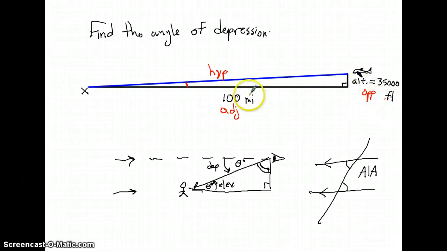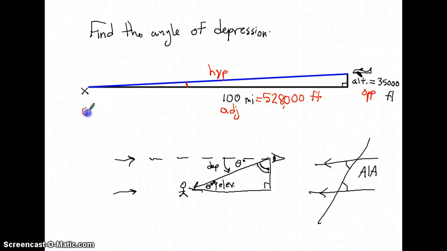Oh, by the way, this is in feet, this is in miles. That's another thing they do to annoy you, so get ready for that. Since we're talking about feet here and miles here, we need to make sure those are the same units. 100 miles in feet: if there's 5,280 feet in a mile, I multiply that by 100 to get total feet in 100 miles, which is over 500,000 feet. Okay, so now I know opposite and adjacent in the same units.